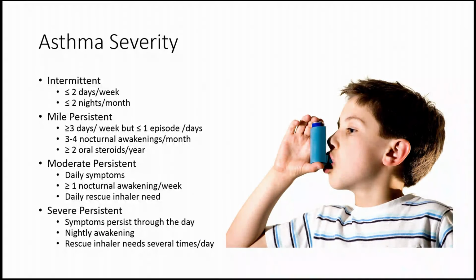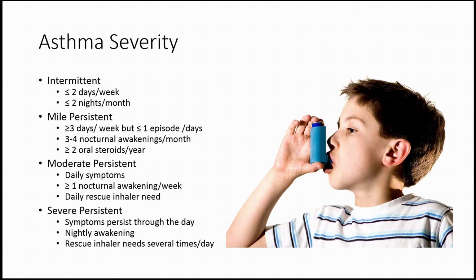So how do we describe asthma severity? Well, if you're intermittent, it happens a couple days out of the week and a couple nights out of the month, right? You use your rescue inhaler. If you're mild persistent, then it's greater than 3 times a week, but less than 1 episode a day, 3 to 4 nocturnal awakenings in a month. You had to take oral steroids more than twice in a year. So you can see how it's essentially symptom-based, both day and night.